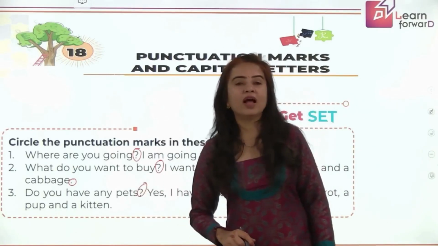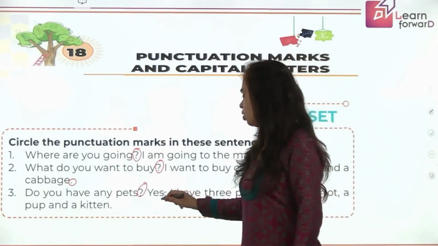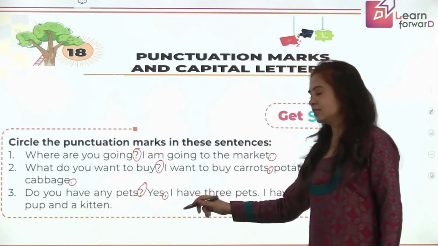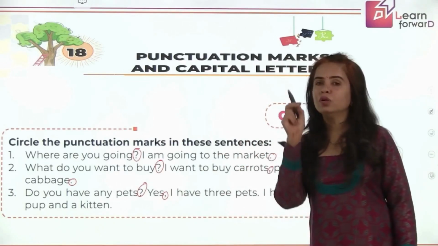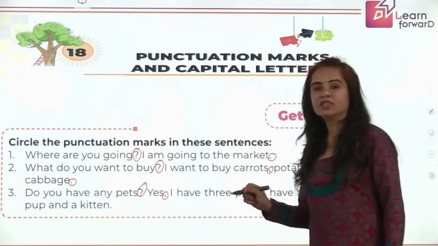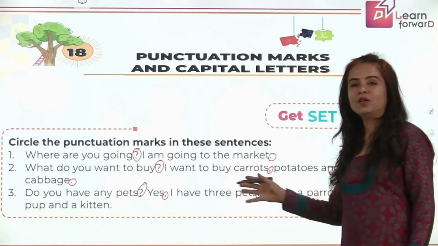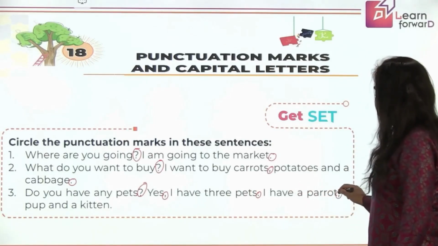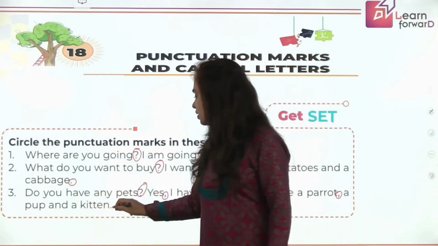And when in your answer you say yes or no, after that also we put a comma. We take a small pause here. And how do you say? Yes, I have 3 pets. So after yes, what do you do? You take a small pause, a small break. And this is the end of the sentence, a full stop. I have a parrot. See, again here you are giving a list of your pets. So you are separating them using comma. A parrot, a pup, and a kitten.